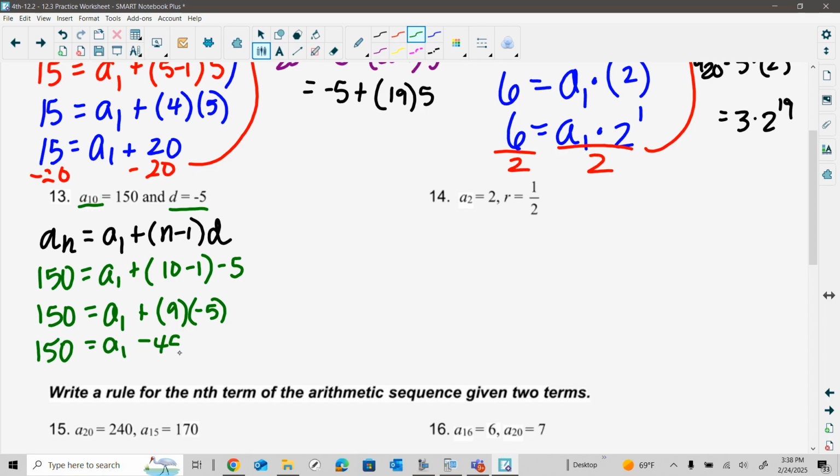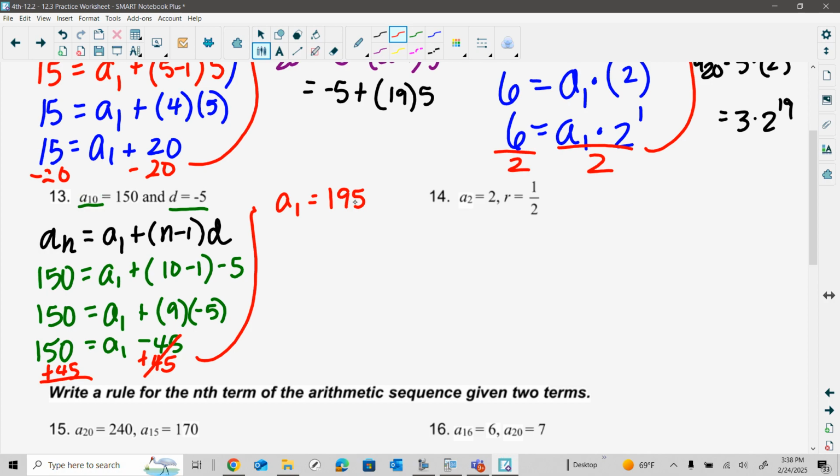Minus 45. So we're going to solve for the first term, a sub 1, by adding 45 to both sides. And that lets me know that my a sub 1, the first term, is 195.